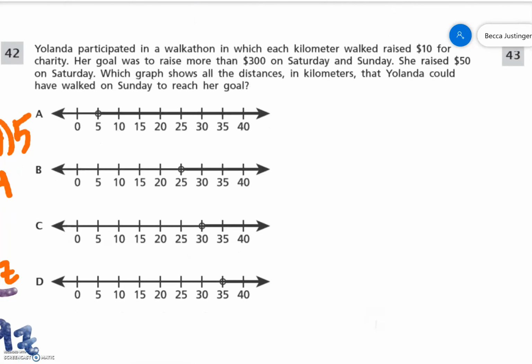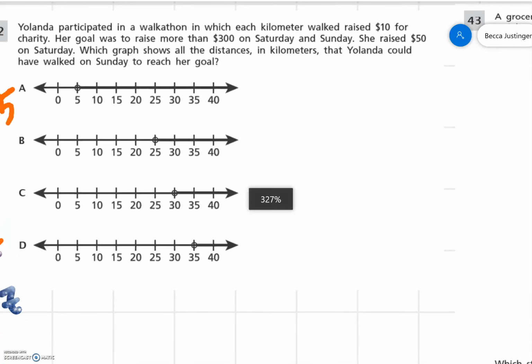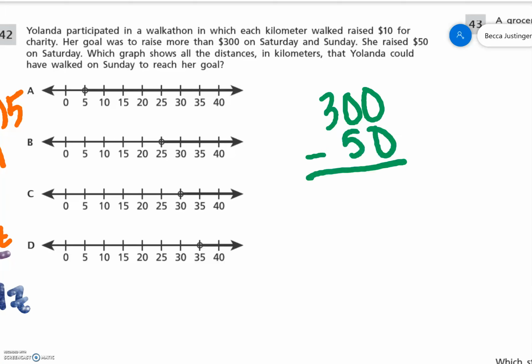Number 42. Yolanda participated in a walkathon in which each kilometer walked raised $10 for charity. Her goal was to raise more than $300 on Saturday and Sunday. She raised $50 on Saturday. Which graph shows all the distances in kilometers that Yolanda could have walked on Sunday to reach her goal? Well, she wants to raise $300, and she already raised $50 on Saturday. So she just has to raise $250 more dollars.